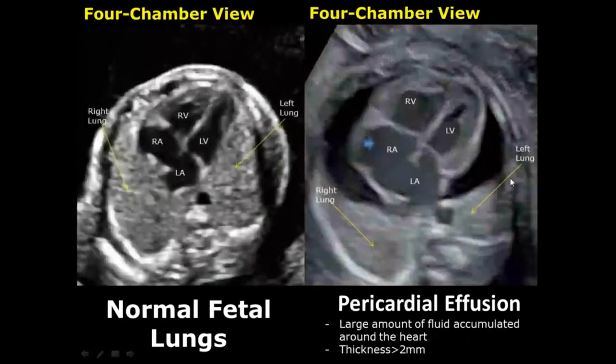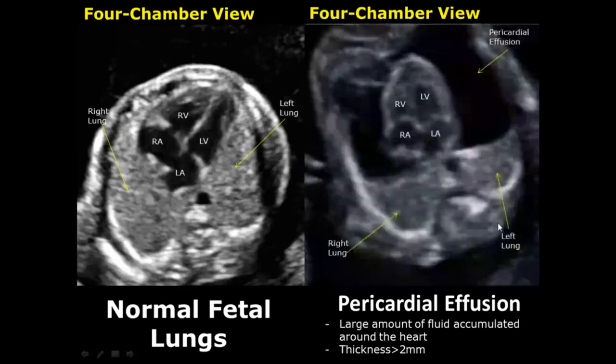Pericardial effusion is the accumulation of fluid around the heart. We can see this anechoic fluid around the heart. Now if the thickness is 2 millimeters or less, it is a normal amount of pericardial fluid, but if it is more than 2 mm, it will be pericardial effusion. In this image we have a large amount of fluid collection around the heart, a severe case of pericardial effusion.